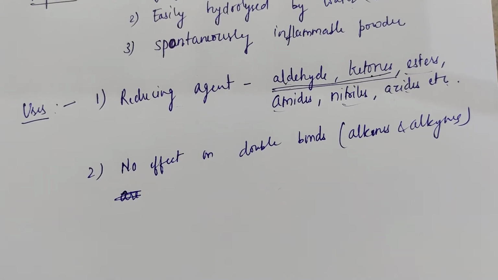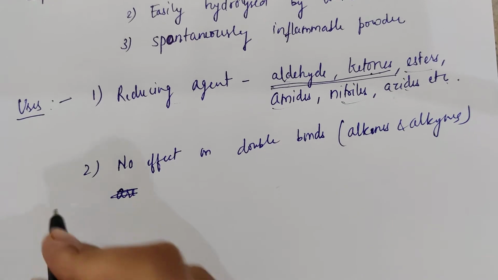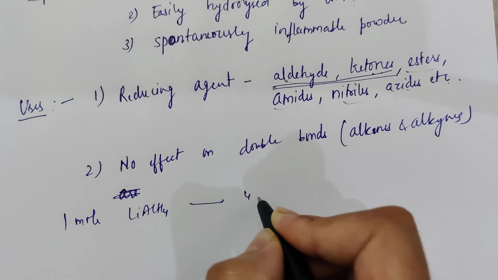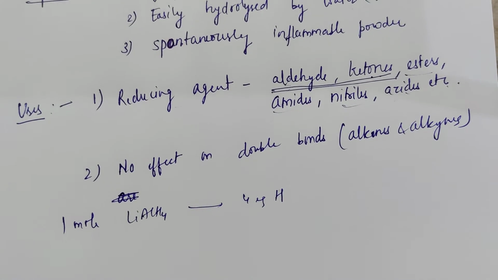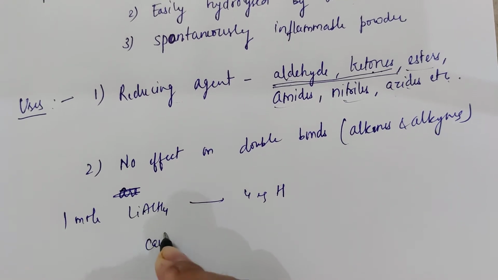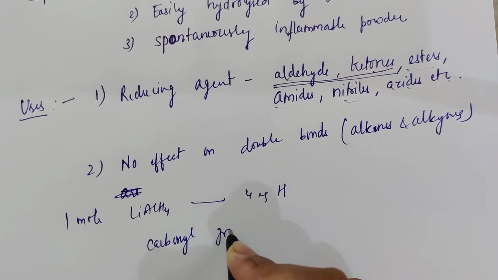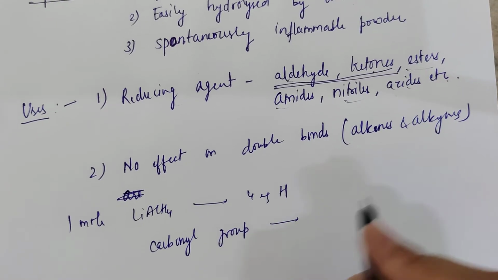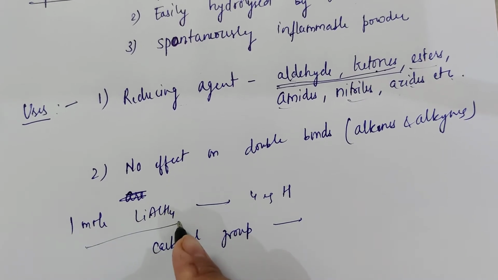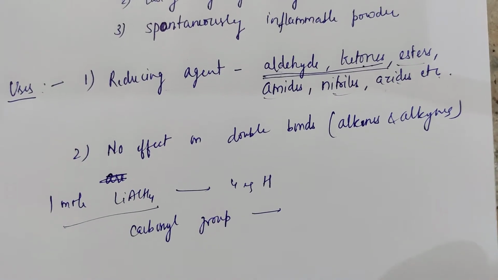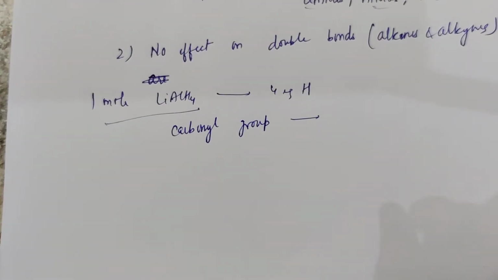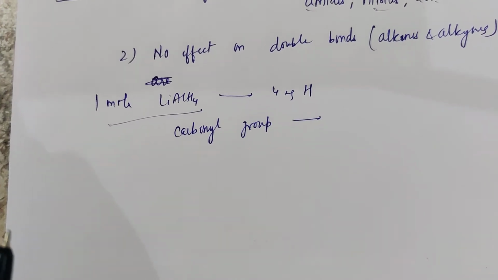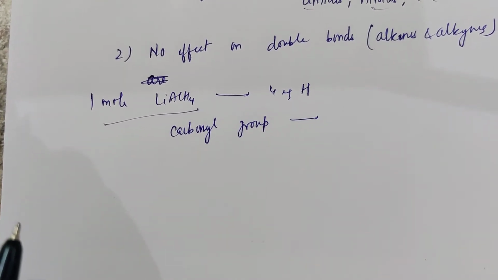And 1 mole of lithium aluminium hydride provides 4 equivalents of hydrogen. So if we are reducing a carbonyl group and it gets reduced to alcoholic functional group, then 1 mole of lithium aluminium hydride could reduce 4 moles of the carbonyl functional group. While on the other hand, if we have an ester group, then 1 mole can reduce 2 moles of ester.